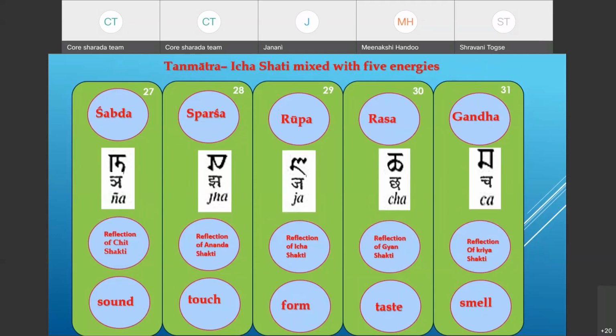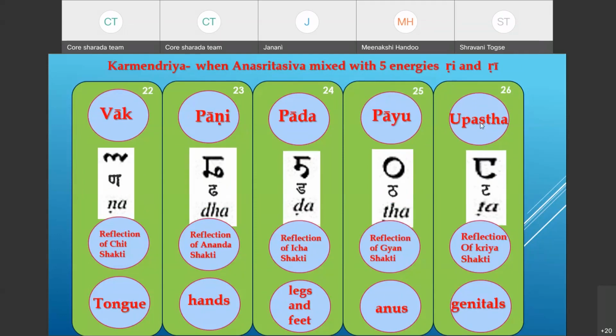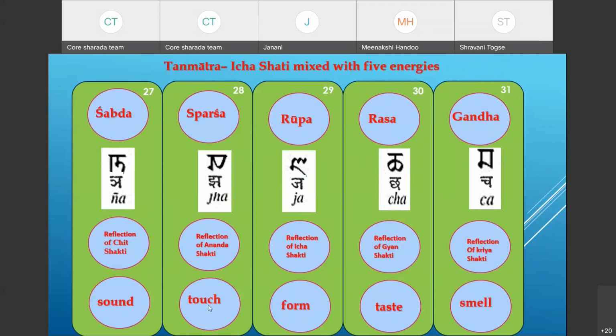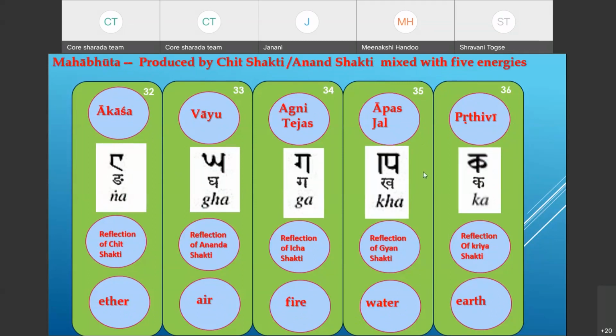And after Karmendriyas, we have Tanmatras. You see here, this was Upastha, Payu, Pada, Pani, and Vag. Here it is sound, touch, form, taste, and smell. These are Tanmatras: Shabd, Sparsh, Roop, Rasa, Gandha. This is represented by Cha, Cha, Ja, Jha, Nya. And then after Tanmatras, this is the last element, the 36th element. So Akash, Vayu, Agni, Jal, and Prithvi. This is the last element.